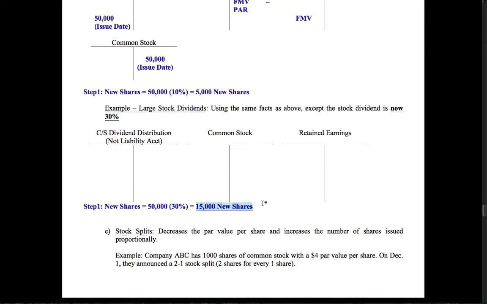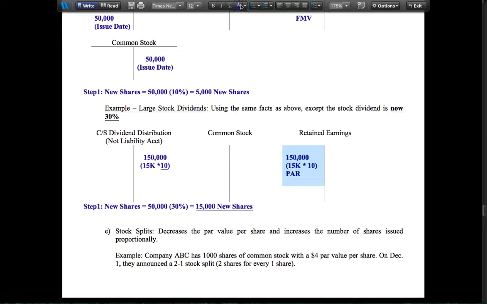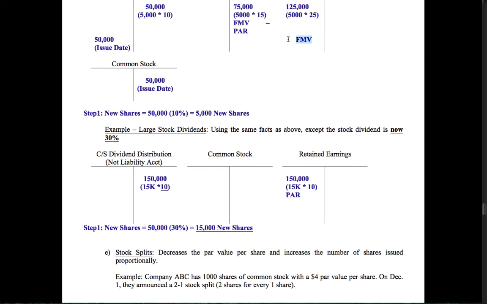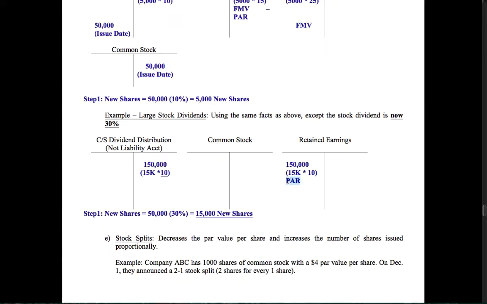So at the date of declaration, we need to record the entries to reflect these new shares that are going to be distributed. So similar to small stock dividends, you will increase the common stock dividend distribution by the par amount, the $10. Then you will decrease retained earnings by the par amount as well. This is key to remember. The difference between large stock and small stock: small stock, we did the transfer at fair market value. And large stock dividends, you do the transfer at par.